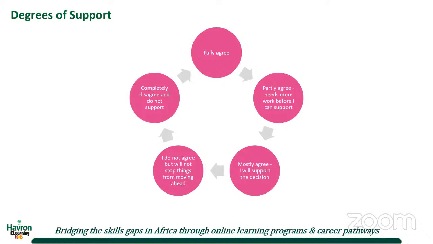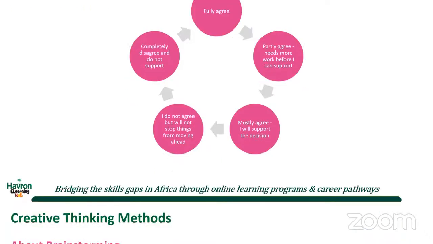Degree of support. Here is an example. Some people will fully agree, some will completely disagree and do not even want to support the decision I have made. Some will partly agree, but need more work before they can support. Some will not even agree, but they will not stop things from happening. Then mostly agree: these people will just agree and support the decision.